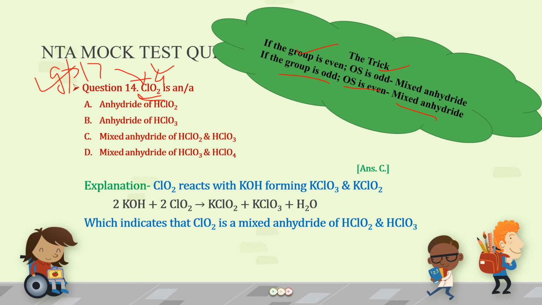Okay, so this is how you can identify. First of all, it will be a mixed anhydride or a simple anhydride. If it is a simple anhydride, for example, I talk about carbon dioxide. Carbon dioxide is a simple anhydride because this is a group 14 element and the oxidation state over here is going to be +4, so both are even. So this is a simple anhydride.